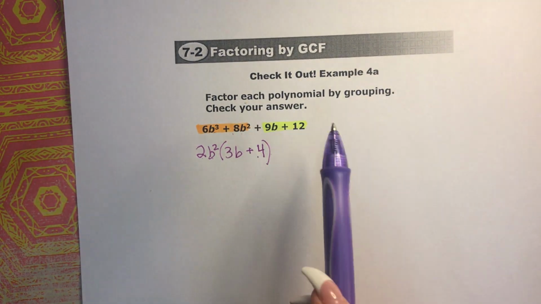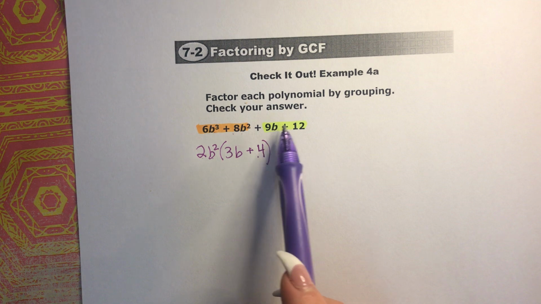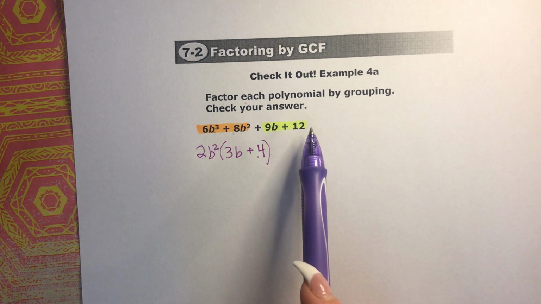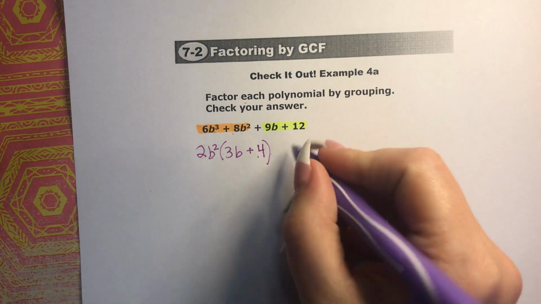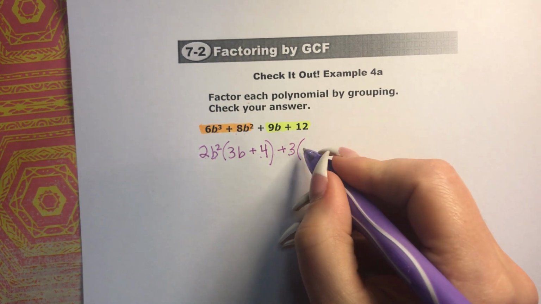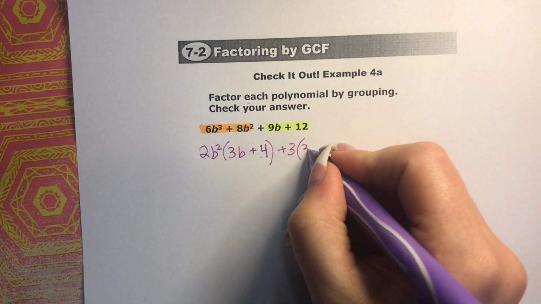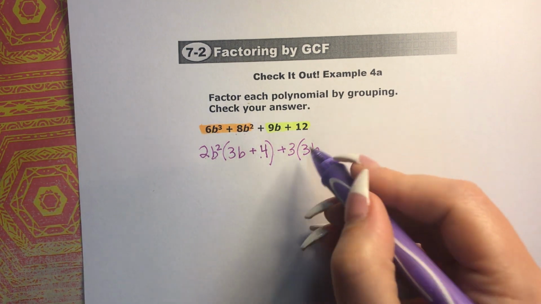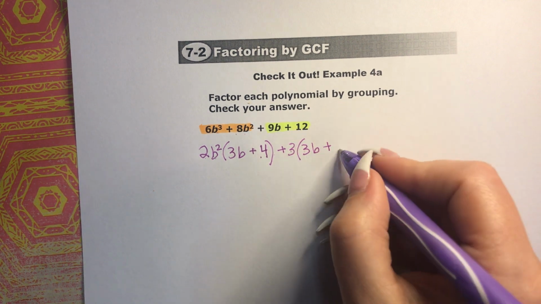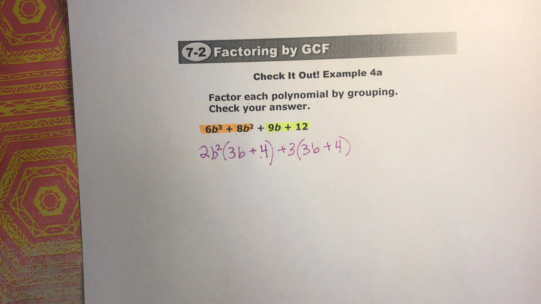Now we're going to move to the yellow portion. There's numbers and there's no letters, right? So what's the greatest common factor between 9 and 12? Well, that would be 3. So we're going to factor out that 3. And 3 times what is 9? 3 times 3b. And then 3 times what is a positive 12? So it's going to be positive, and 3 times 4 is 12. Do you see it?